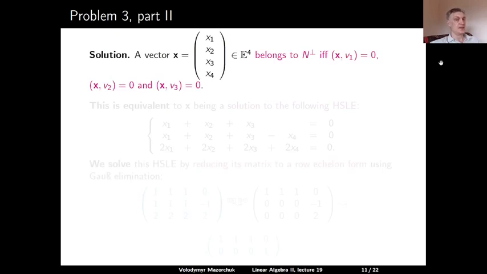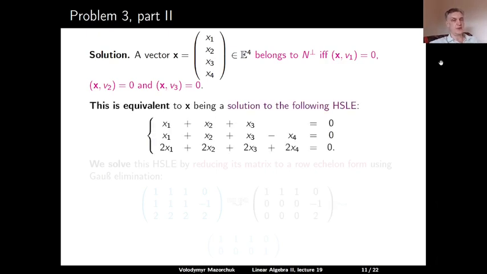Solution. Let us recall that a vector x with coordinates x1, x2, x3, and x4, a vector from E4, belongs to the orthogonal complement to N if and only if it is orthogonal to all vectors which generate N. Which means that x should be orthogonal to V1, V2, and V3. In other words, the scalar product between x and V1 should be 0, the scalar product between x and V2 should be 0, and the scalar product between x and V3 should be 0.